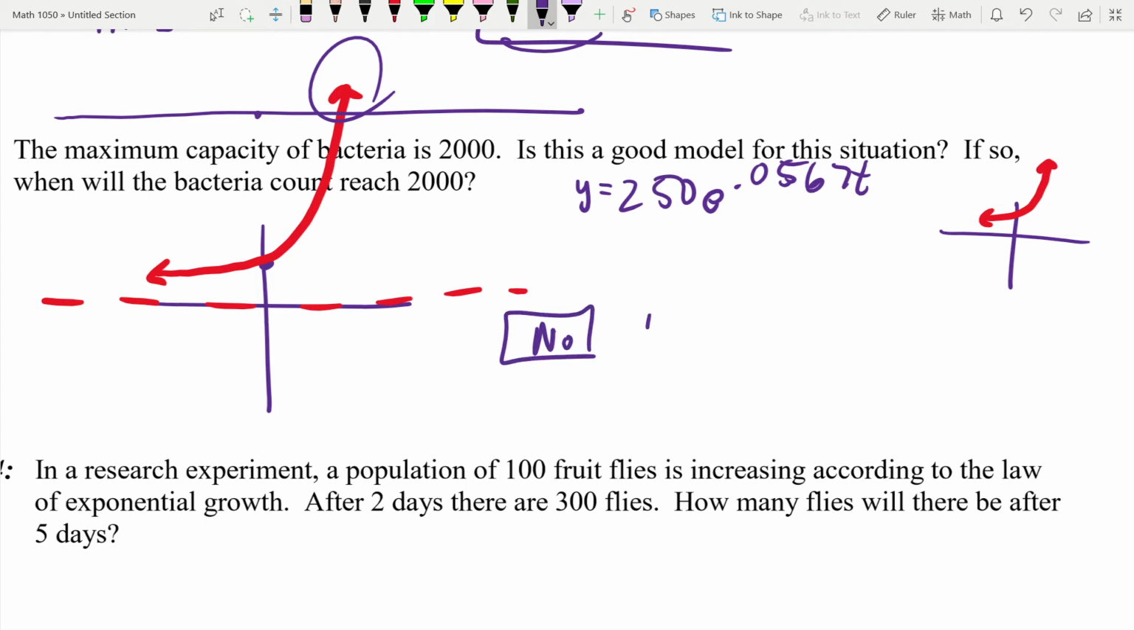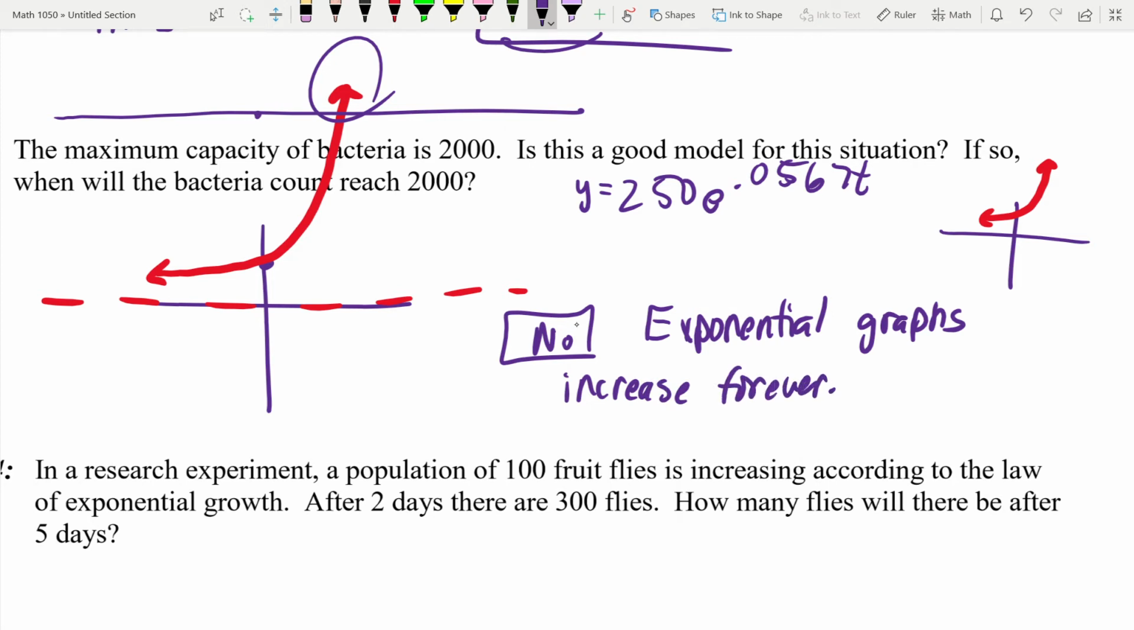And I would say exponential graphs increase forever. There's no limit. Something like that.